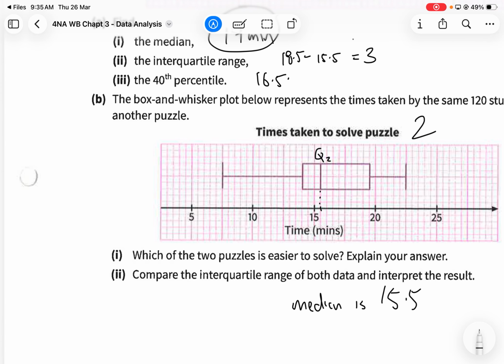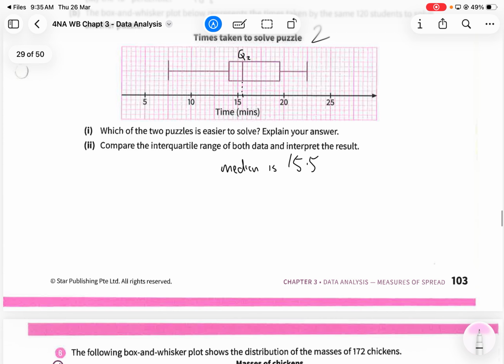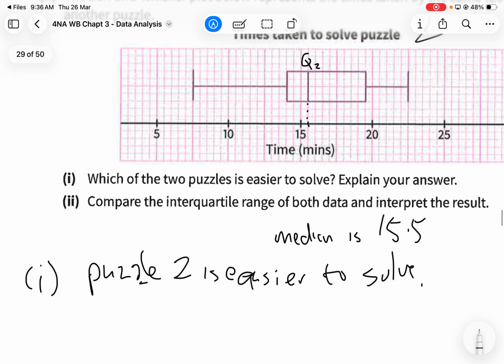So in this case, you must say which of the two puzzles is easier to solve. The answer you must give, tell them the answer first: puzzle 2 is easier to solve. Then you must explain. When this comes in your N-level questions also, when they want you to explain things, try to put in numbers to back up your answer.